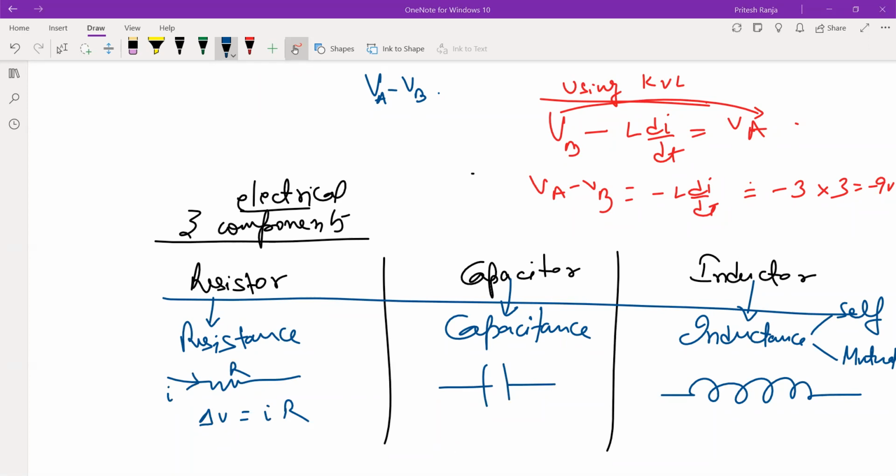Potential difference across a capacitor is Q by C. And potential difference across an inductor is minus L di by dt. Right? So these three things we will remember.